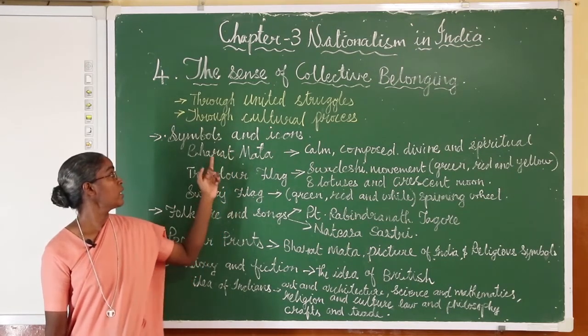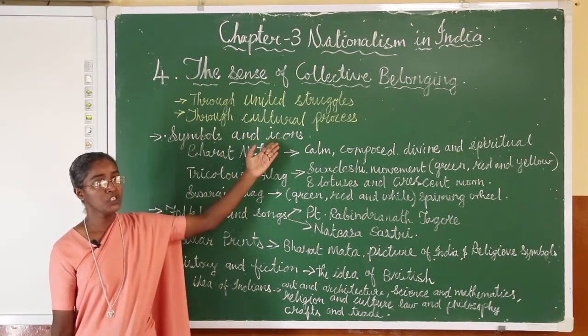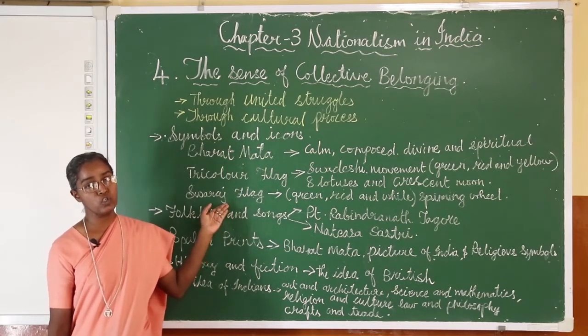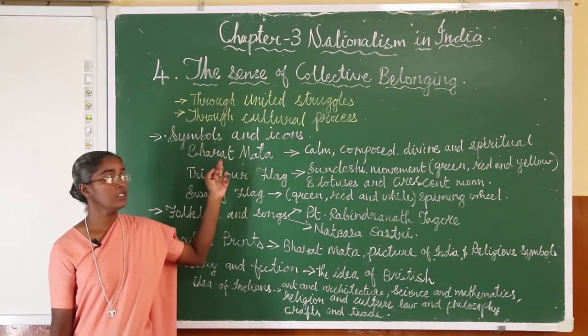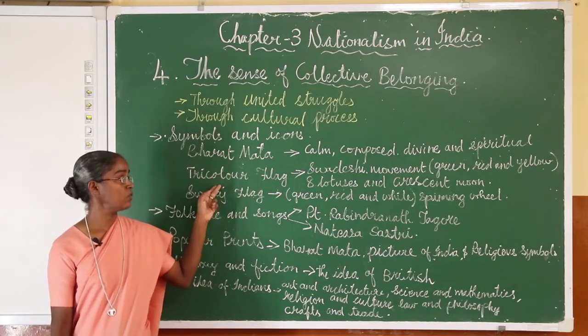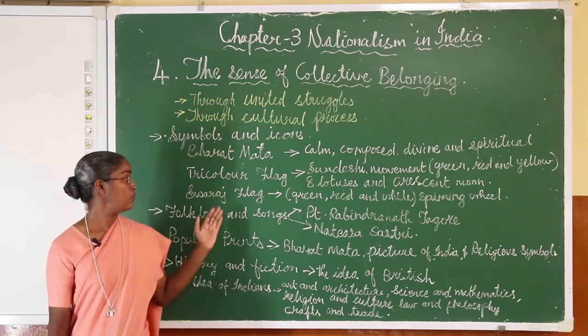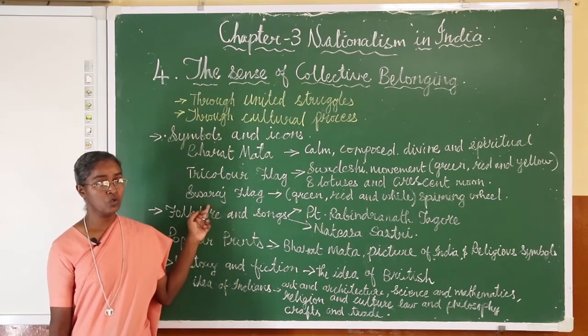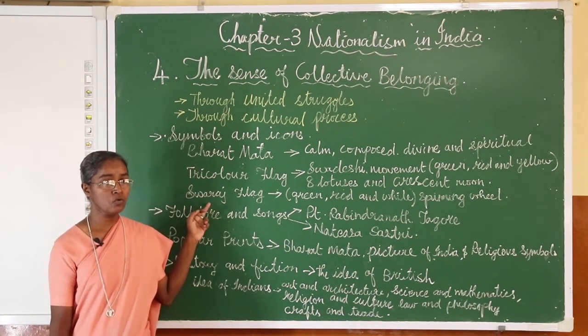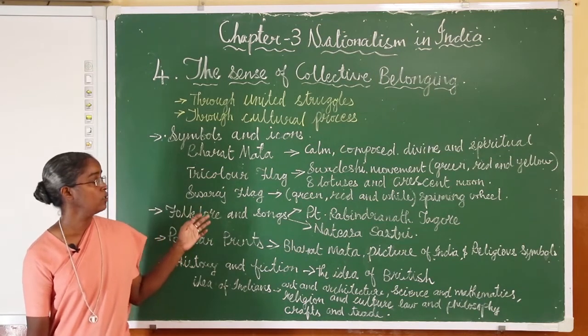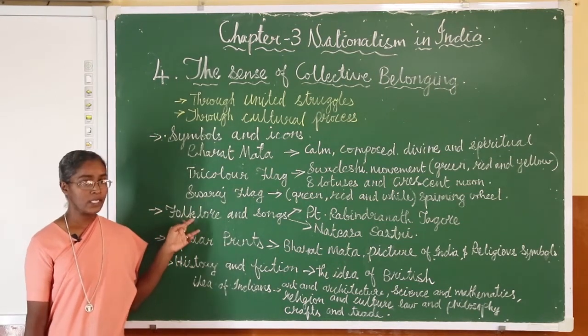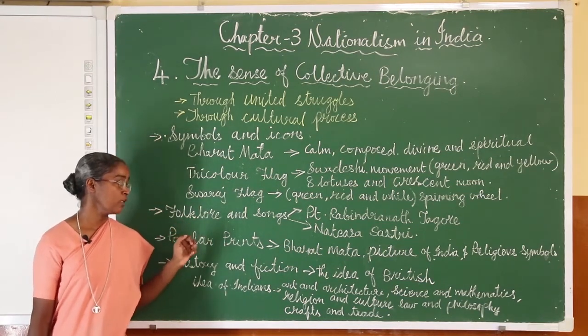So now, under symbols and icons or images, these 3 things you need to remember. First one is the image of Bharat Mata, second one is the tricolor flag, and third one is the Swaraj flag. And where it was used, during which movement it is used, and who created these images, you need to remember. And second one is folklore and songs.